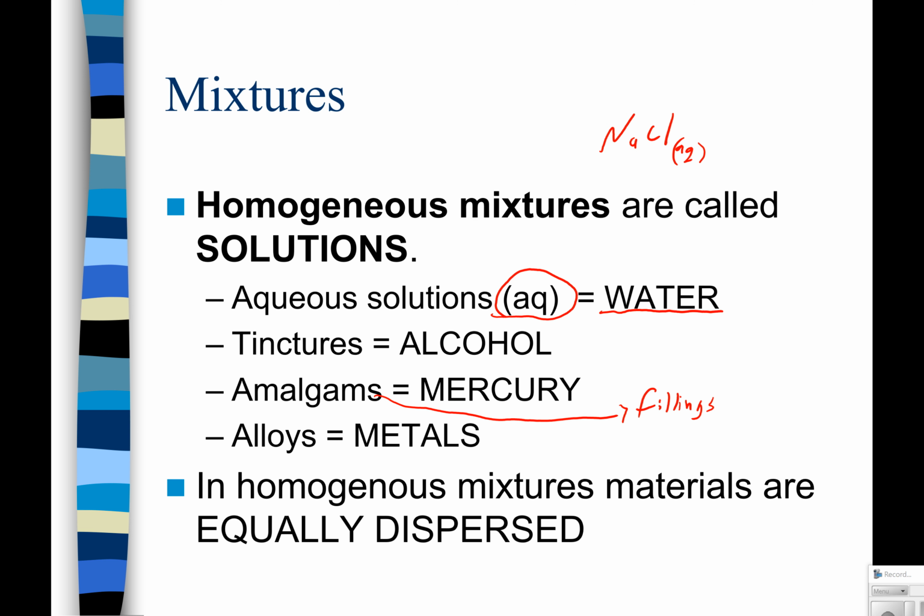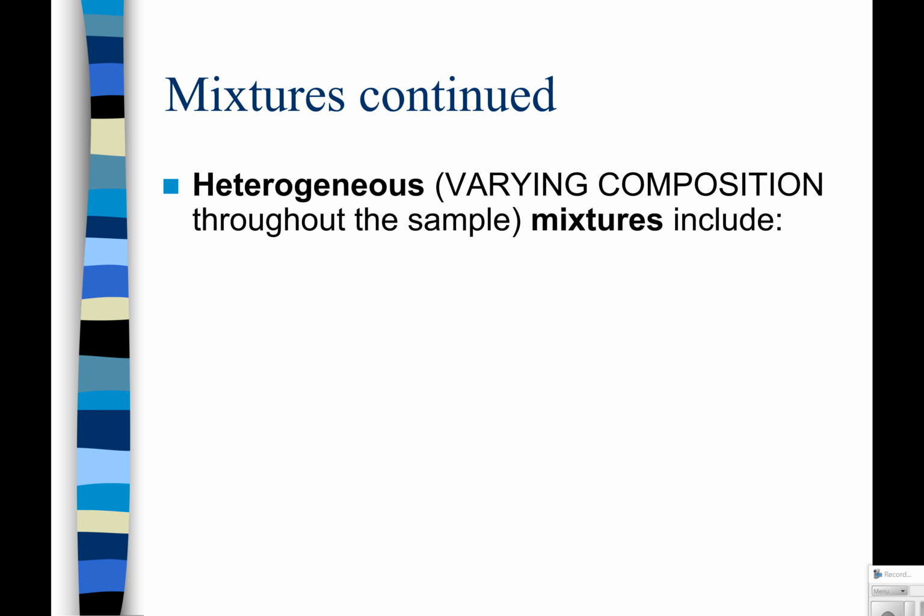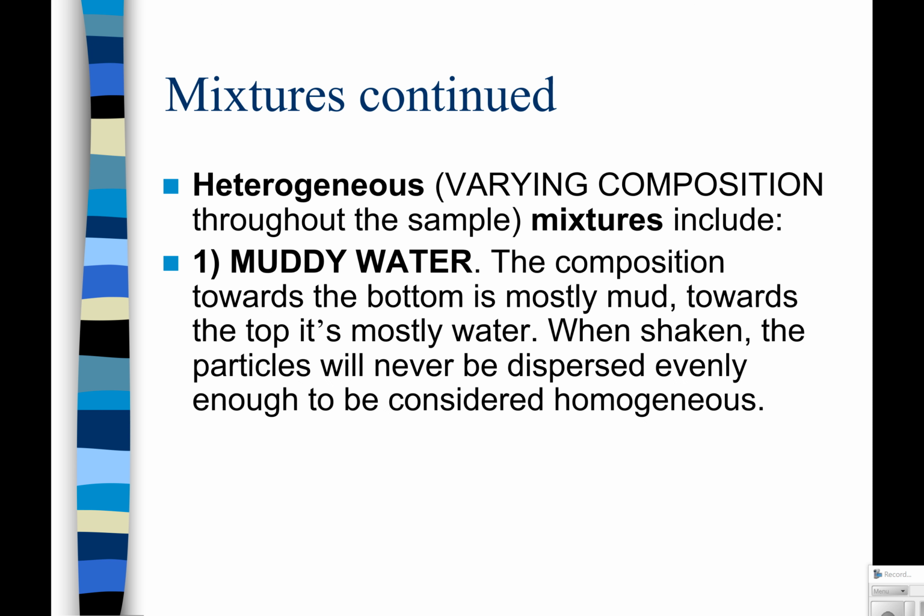So in a homogeneous mixture, all of the materials are equally dispersed. We could zoom in on all the components of that mixture, and everything's going to be evenly spaced out. When compared to a heterogeneous mixture, these have varying compositions throughout the sample. For example, muddy water. At the bottom, we're going to have materials that are heavy and more dense that sink to the bottom, like mud. And then we're going to have things like water that are going to be more towards the top, maybe some pieces of wood that might be floating. But we're never going to have all those particles evenly dispersed throughout the solution to make it homogeneous.